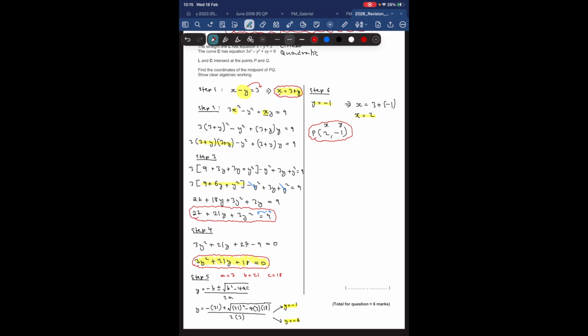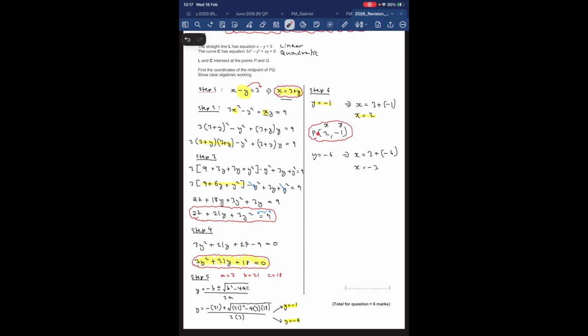We then need to get the other coordinate. So we know the other value for y was minus 6. So we need to work out the value for x when y is equal to minus 6. We do it in the same way. So when y is equal to minus 6, we can work out its x coordinate using this equation here. So x will be 3 plus minus 6. If we work that out, we will get x is equal to minus 3. So we have the second coordinate. We know that when y is equal to minus 6, x is equal to minus 3.